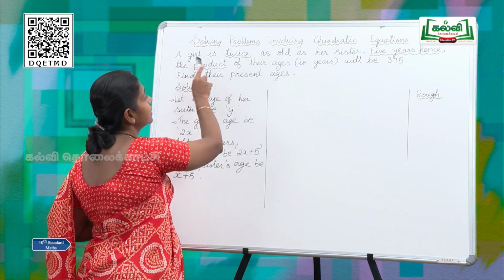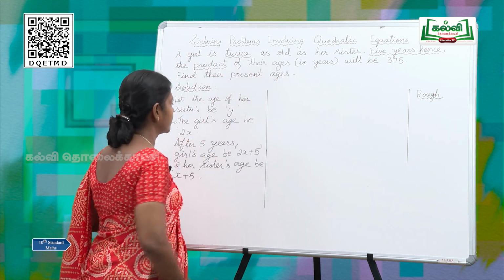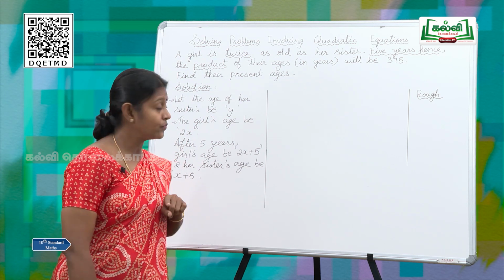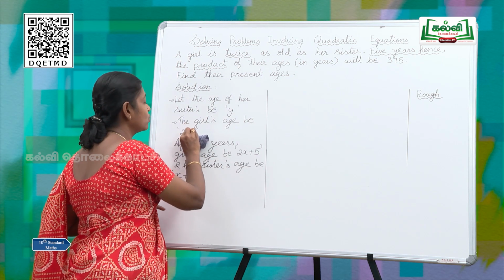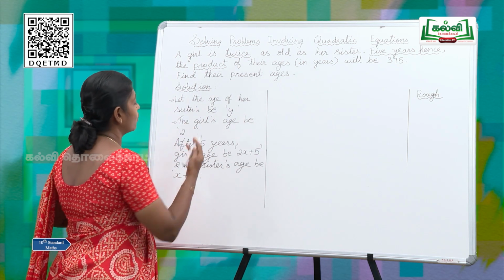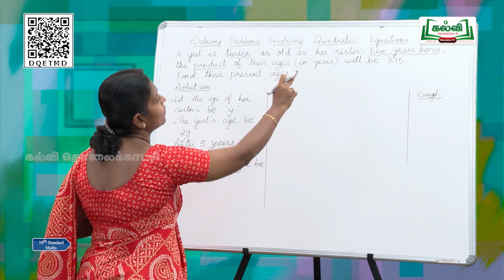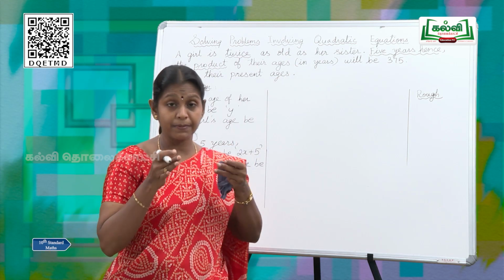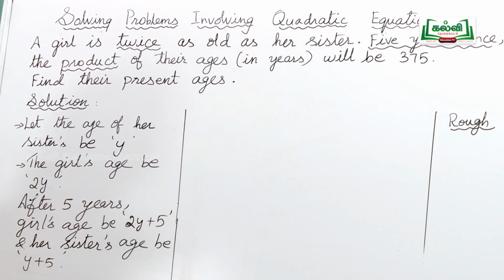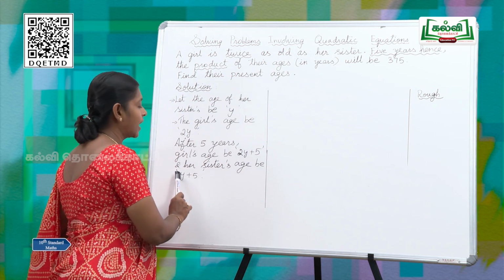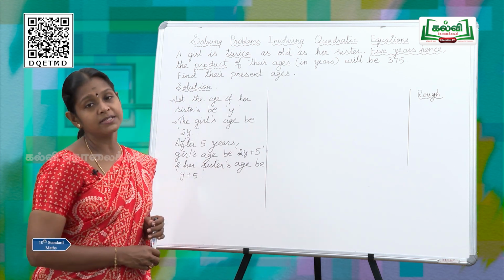And the clue is what? A girl is twice as old as her sister. That means the girl's age will be 2y. Yes? This is 2y. Now, what is the next clue? 5 years hence. That means their present ages will be y and 2y. After 5 years means that 5 years should be added to the present ages. So, after 5 years, the girl's age will be 2y plus 5 and her sister's age will be y plus 5.